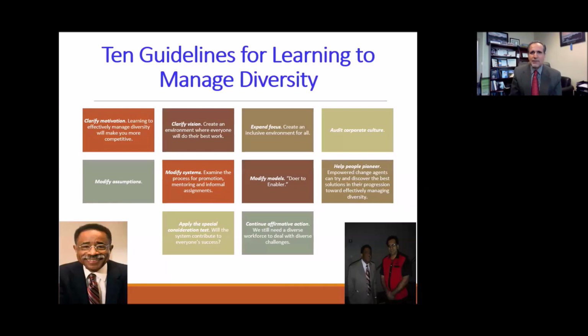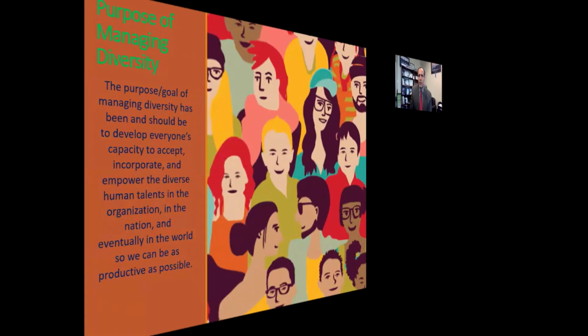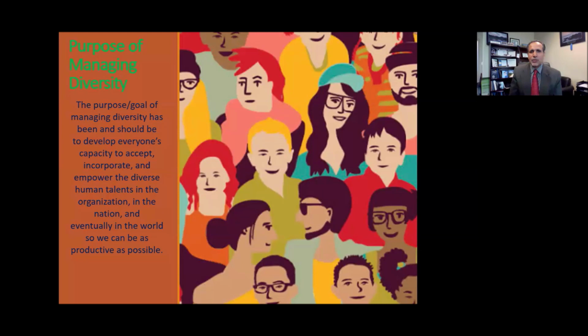And sometimes those disadvantaged groups could be white males, as they are becoming the minority. So inclusionary practices should be targeting all individuals to provide them an opportunity as needed for your organization. Remember that the purpose of managing diversity has always been and should be to develop everyone's capacity to accept, to incorporate, and to empower the diverse human talent in the organization, in the nation, and eventually in the world, so we can all be as productive as possible as one human race.